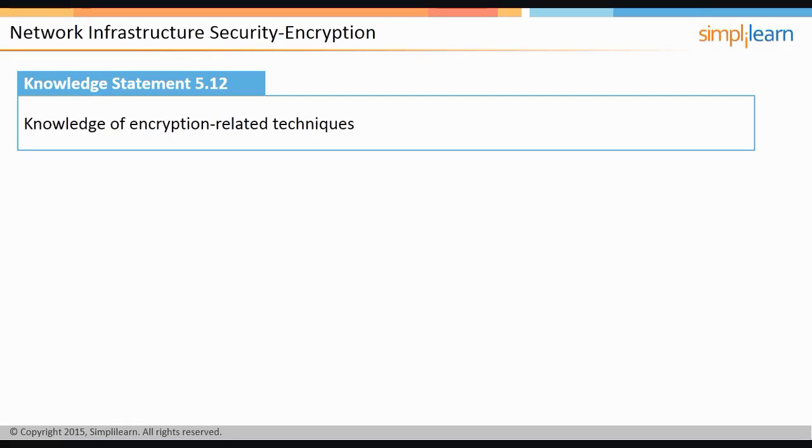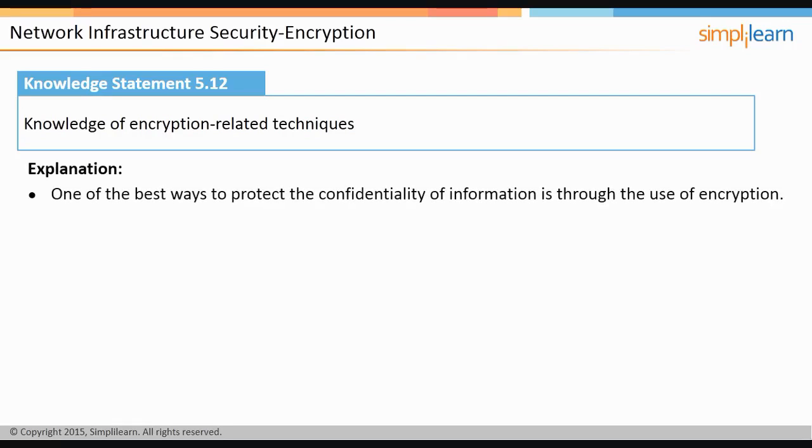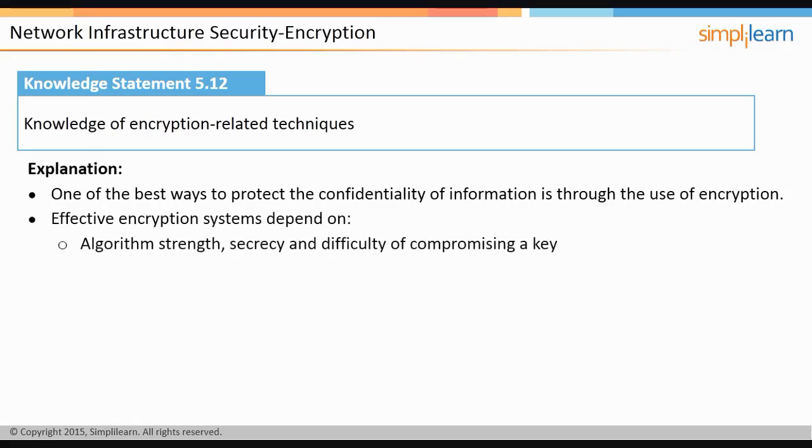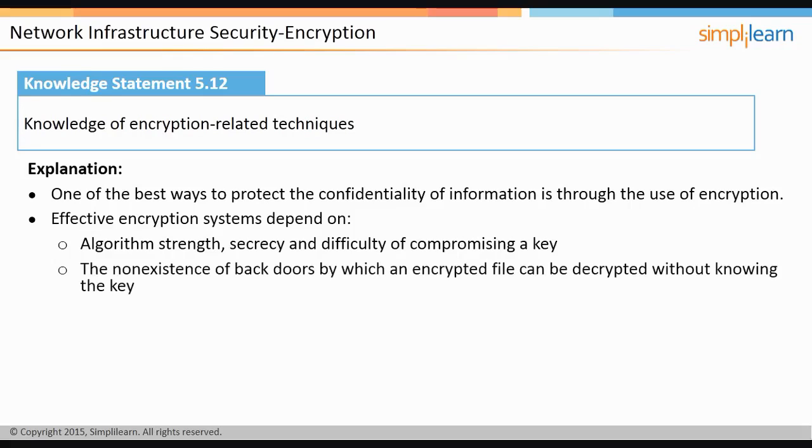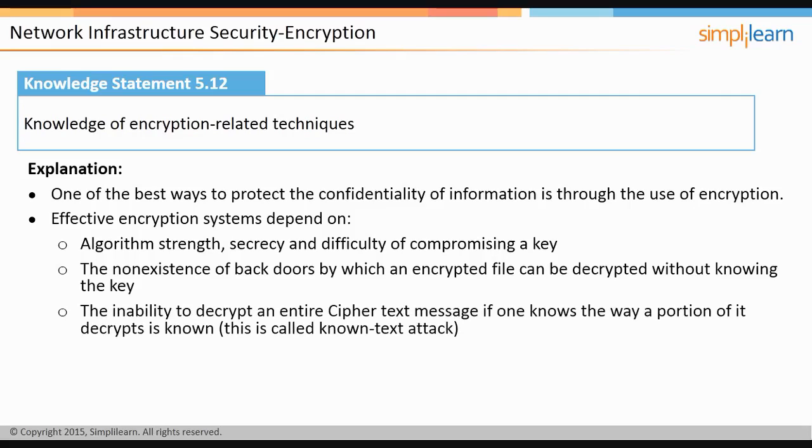It is important for CISA candidates to have a good knowledge of encryption-related techniques. One of the best ways to protect the confidentiality of information is through the use of encryption. Effective encryption systems depend on algorithm strength, secrecy, and difficulty of compromising a key; the non-existence of backdoors by which an encrypted file can be decrypted without knowing the key; and the inability to decrypt an entire ciphertext message if one knows how a portion of it decrypts. This is called a known text attack, where properties of the plain text are known by a perpetrator.